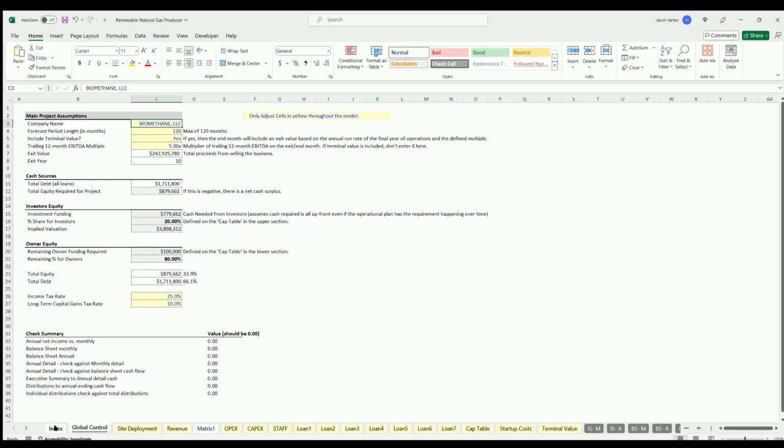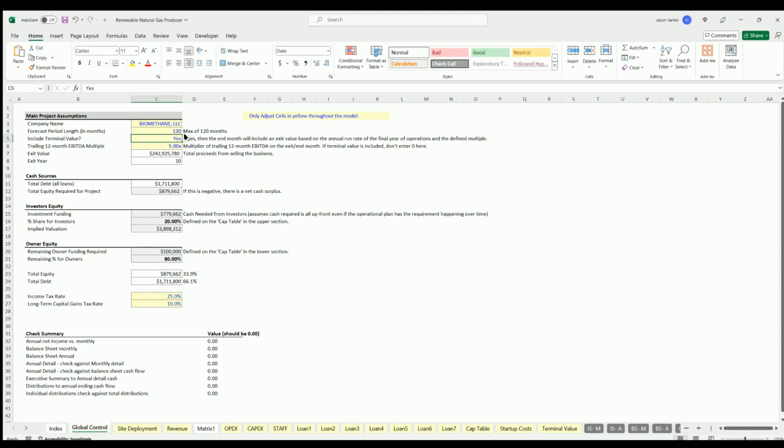First off, you've got the global control tab, with the name of the company, which will just go at the top of the financial statements. Forecast period: this allows you to dynamically change the length the forecast goes for. You could do 60 months, 72, 84, whatever amount you want. It doesn't have to be an even multiple of 12 either. It just defines when things stop, up to a 10 year forecast period.